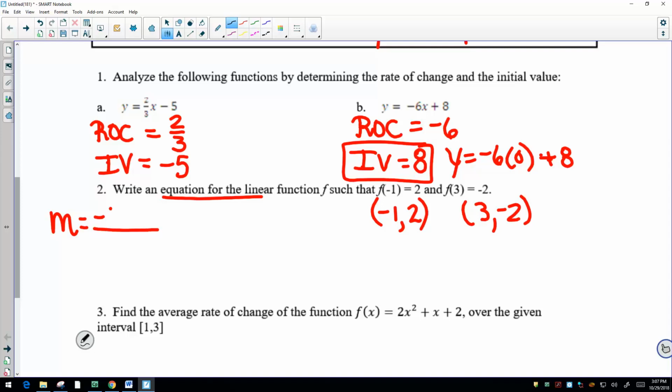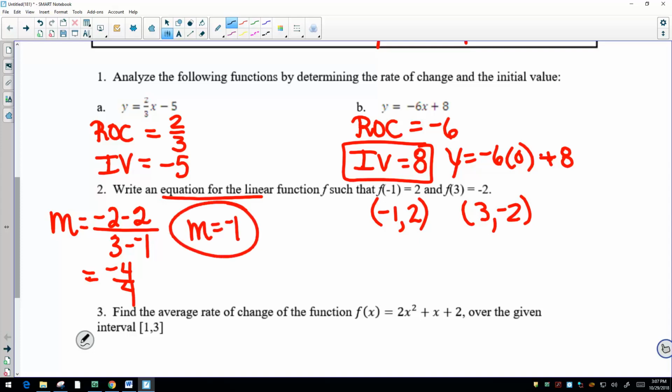So if we did change in y over change in x and simplified, this would get us a -4 on top, a +4 on the bottom. Always reduce your slopes to simplest forms, and I can say our slope is a -1. So now we have to write the equation for the line. So we have points, we have a slope. I would think let's use our point-slope formula. And it doesn't matter which coordinate you take. So you could actually have a couple of different answers here.